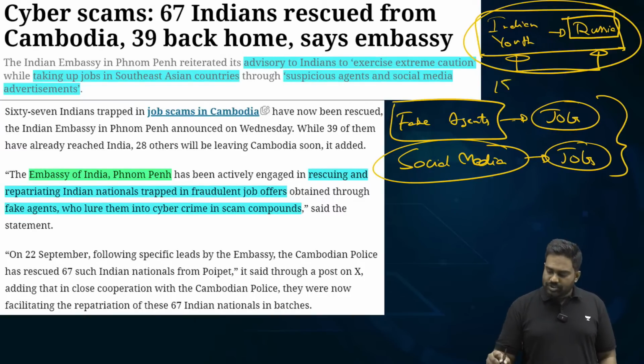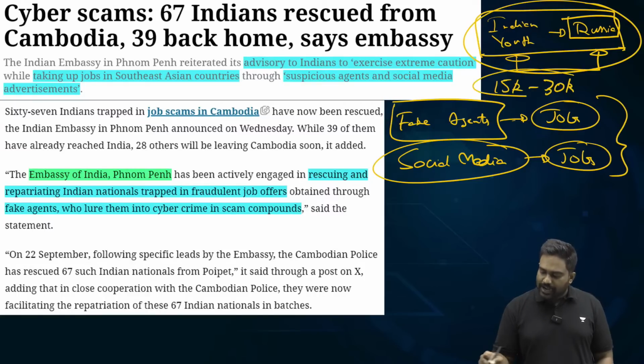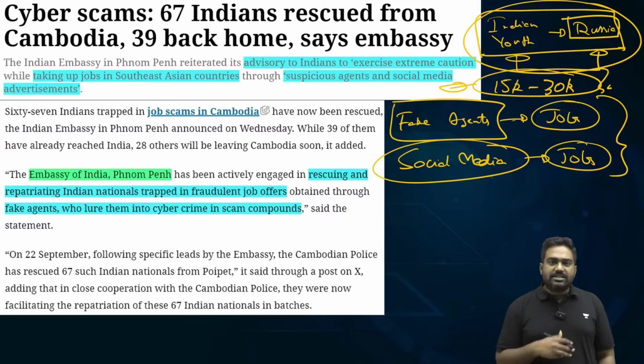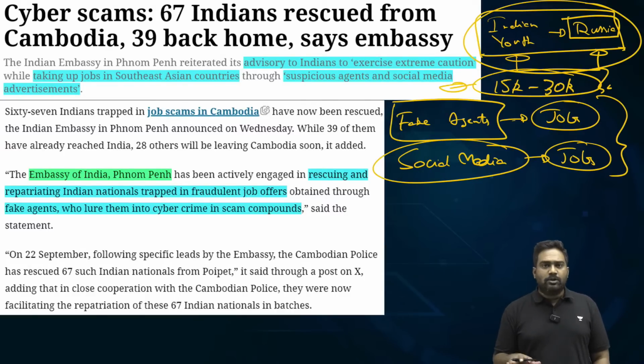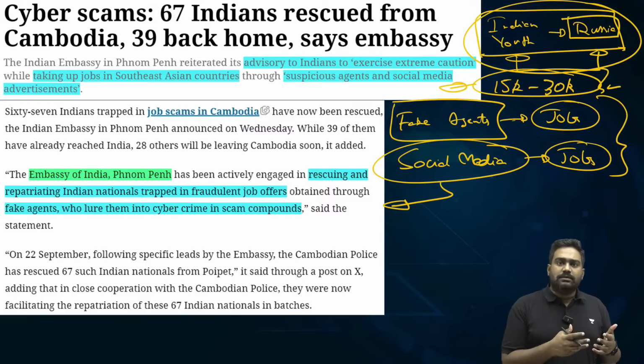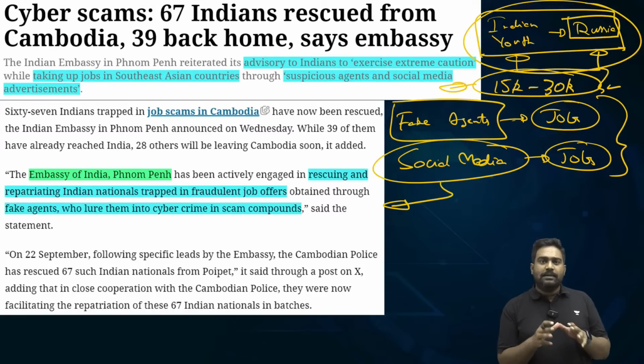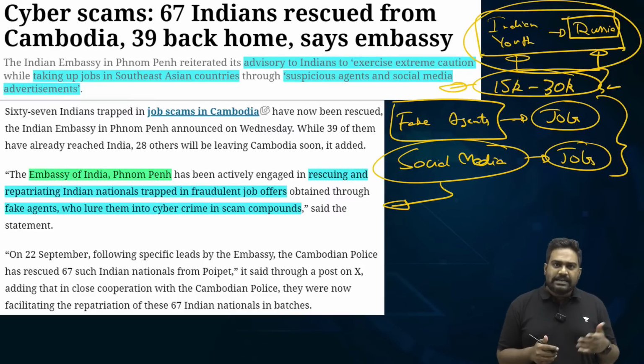According to reports, anywhere between 15,000 to 30,000 Indian youth are trapped. They are promised these jobs through these fake agents and middlemen or through social media apps and advertisements, saying there's a lucrative job in Thailand, in Vietnam, because it's more believable. Because there are IT tech companies in Vietnam, in Thailand as well. Even well-educated youth, software engineers, they have fallen prey to this.